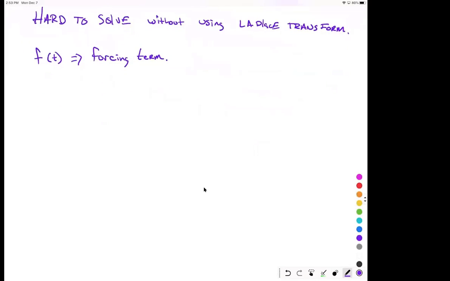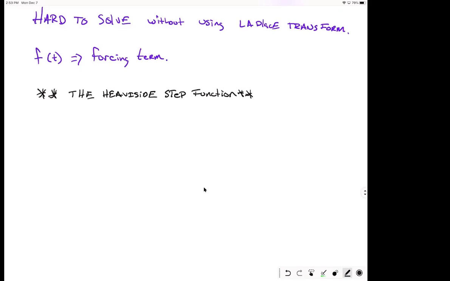Okay, so that brings us to this very important definition, which is called the Heaviside step function. And sometimes it gets called the unit step function.